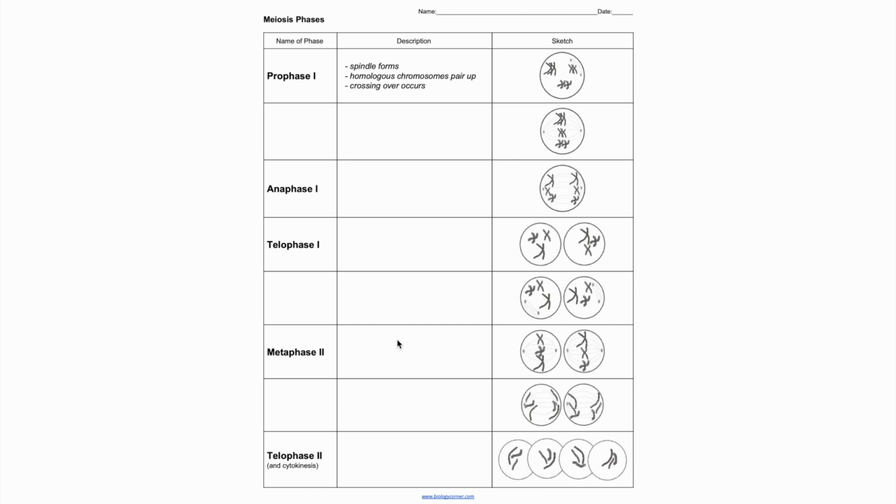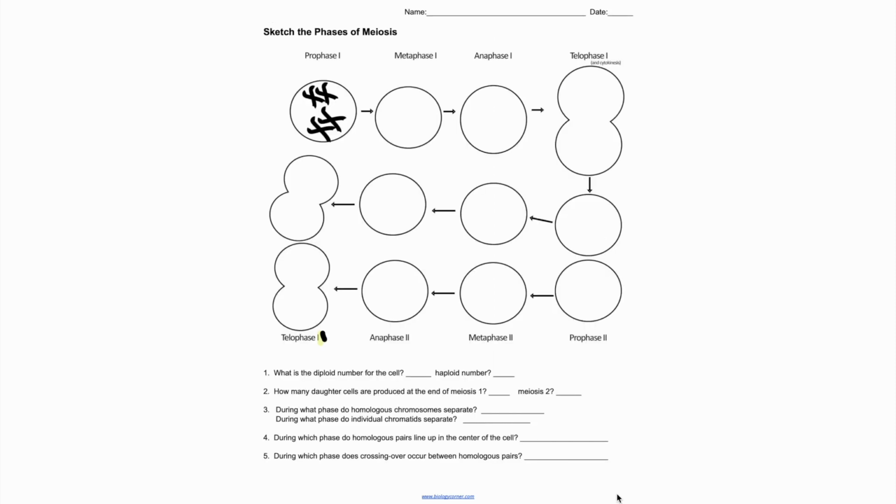For metaphase 1, you draw that. Anaphase, you draw that. Telophase 1, that. Prophase 2, metaphase 2, anaphase 2, and then telophase 2. It's as simple as that. I'm not grading you on how well you can draw these squiggly lines.